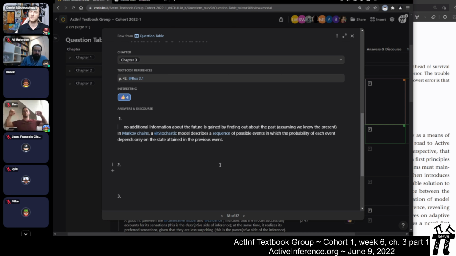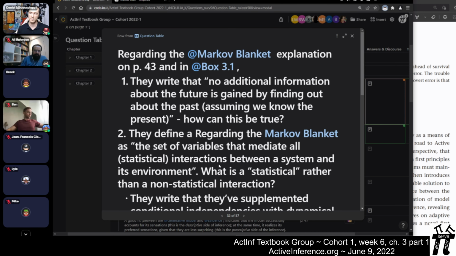So if you are adding the words, no additional information about the future of the Markov blanket is gained by finding out about the past of the Markov blanket. That kind of bounds it. But in the case of the machine learning example and comparing models, you're necessarily talking about a much larger Markov blanket than just a singular one, right? So it's kind of the same thing.